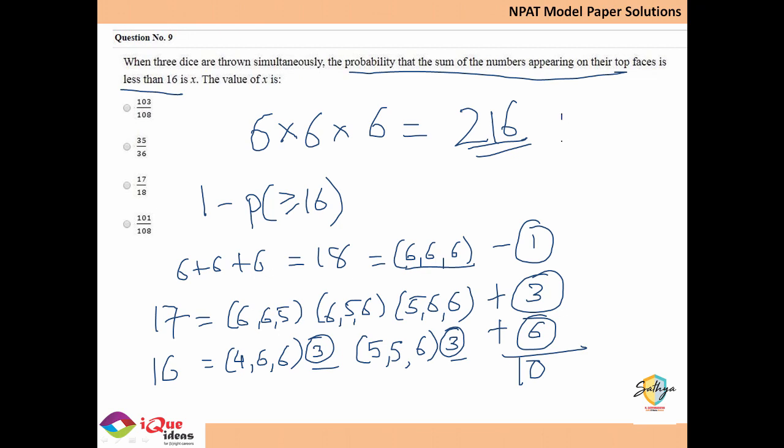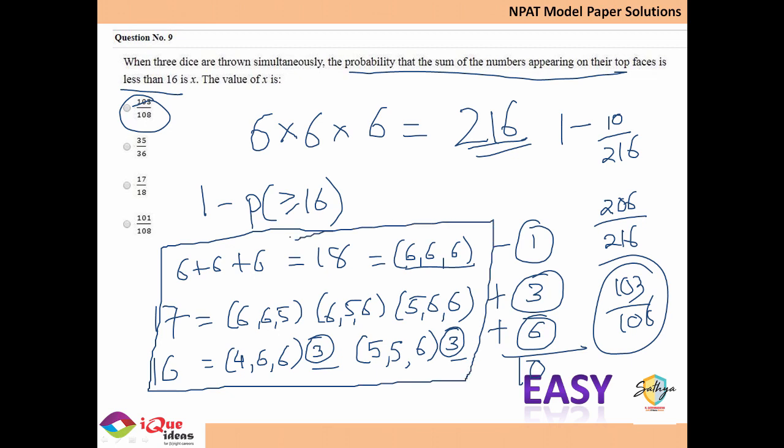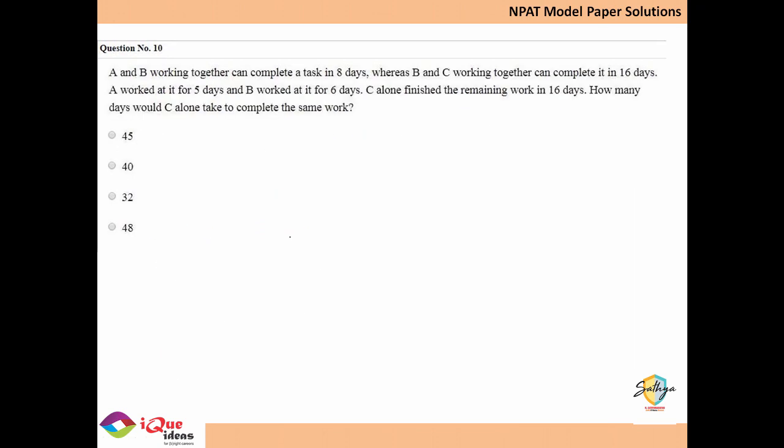So the probability of not having this is 1 minus 10 upon 216. That is equal to 206 upon 216. Simplifying that, you will get 103 upon 108. So the probability that the sum of the numbers is less than 16, or not 16, 17, 18, is 103 upon 108. Relatively an easy problem. The only important thing is understanding what are the ways in which the dice can roll out a 16, a 17 or an 18.